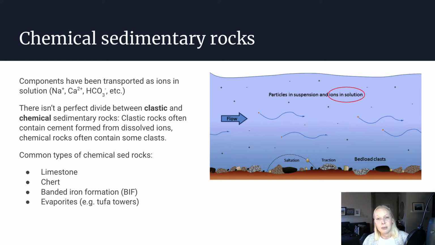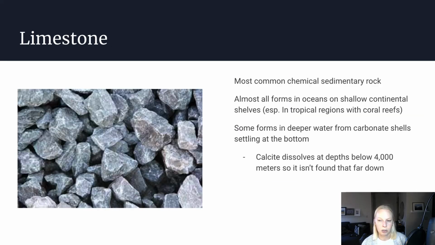So let's talk about some common types of chemical sedimentary rock. A few of these are words that you're going to come across over and over again that you've probably heard in your daily life already. And that includes limestone, very common rock. It is the most common chemical sedimentary rock out there. Chert, banded iron formation, or BIF, and evaporites. So we will talk about each of these individually.